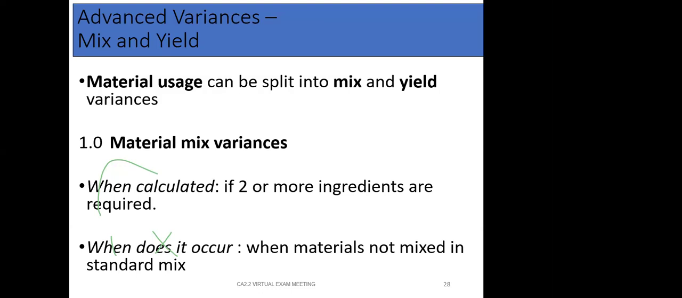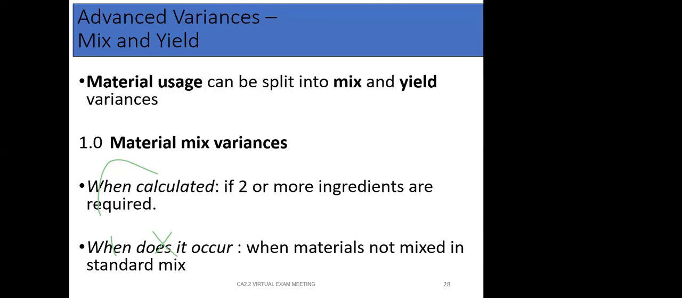Now, when does a mix variance occur? A mix variance occurs when materials are not mixed in the standard mix. For example, a good example again is when you look at baking. Normally, the recipes are indicated there, the ingredients.